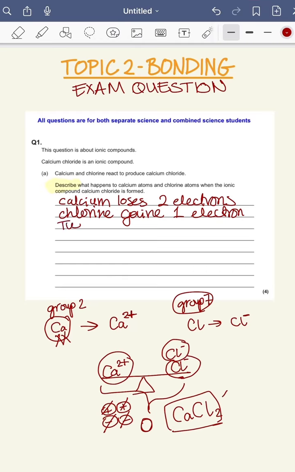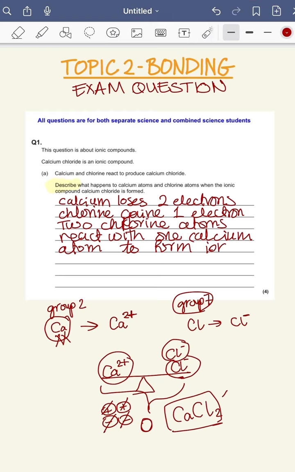So 2 chlorine atoms react with 1 calcium atom to form ions with the following charges. So we form an ion of Ca2+ and Cl-.